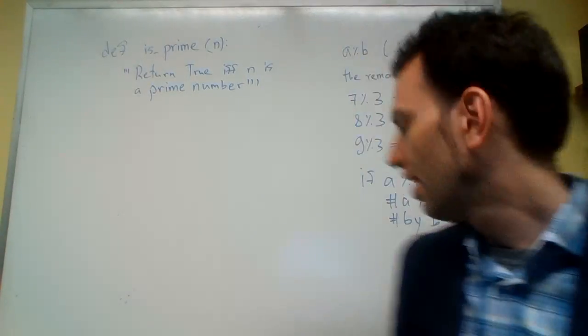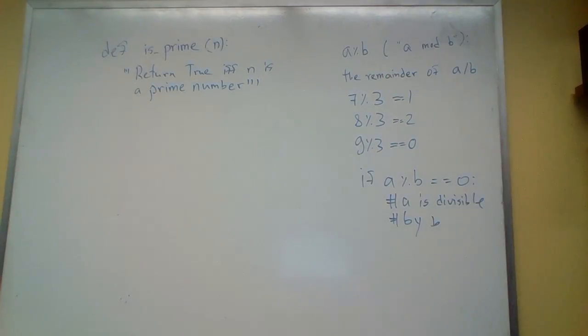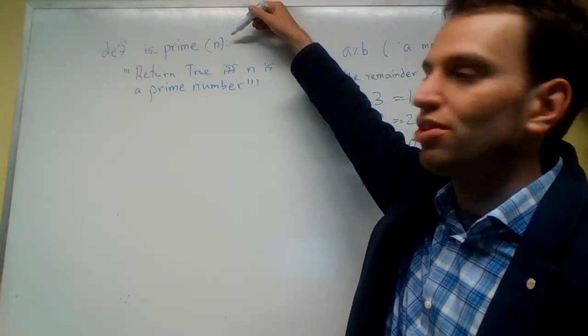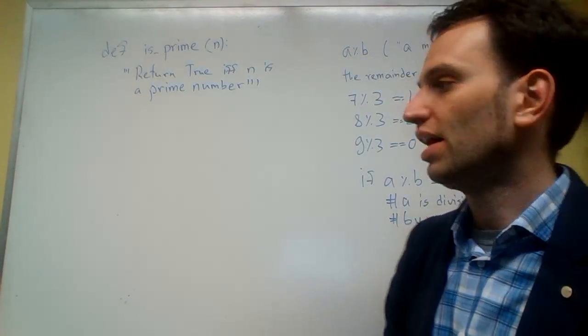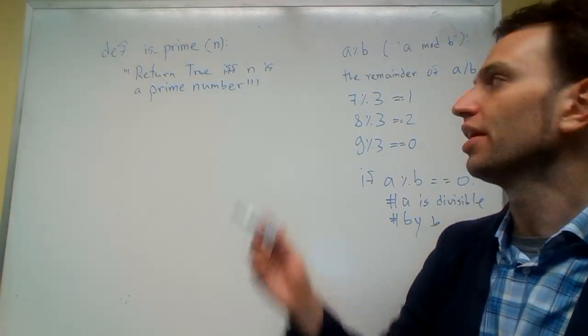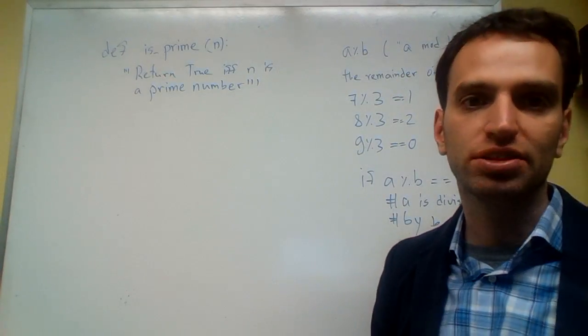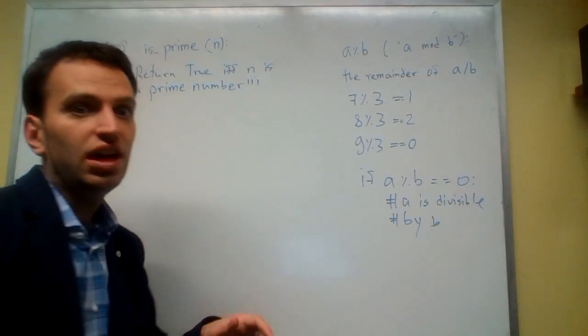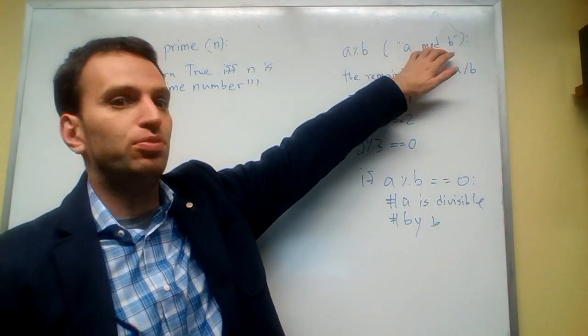In this video, I want to work on a program which computes true if the number n is prime and false otherwise. So I want to determine whether the number n is prime or not. In order to be able to do it, I need the modulo operator.